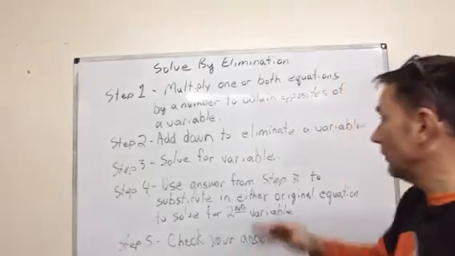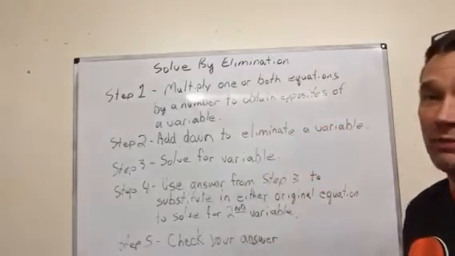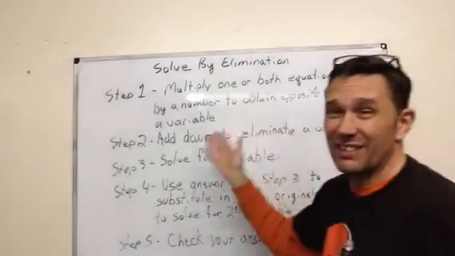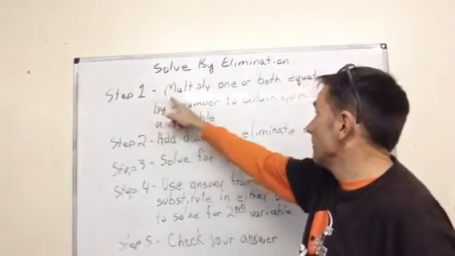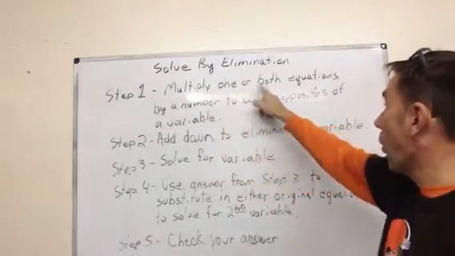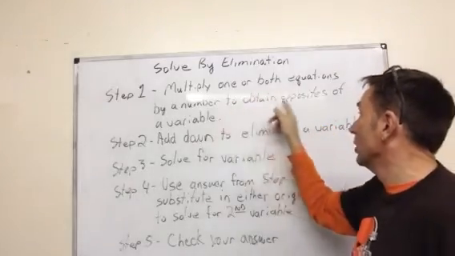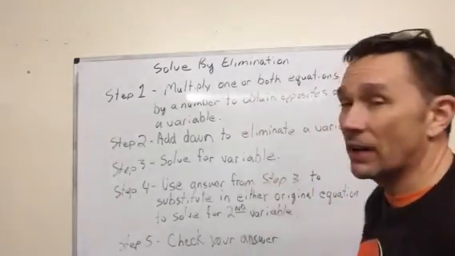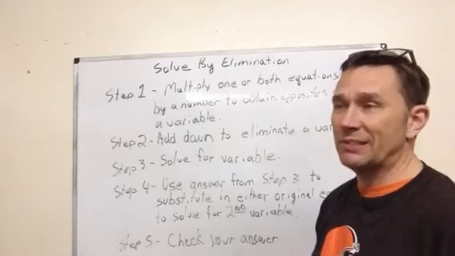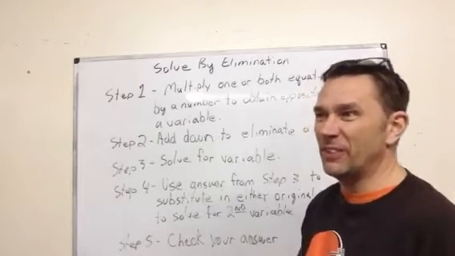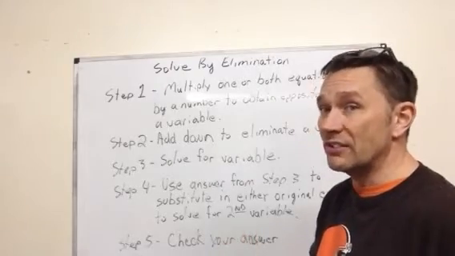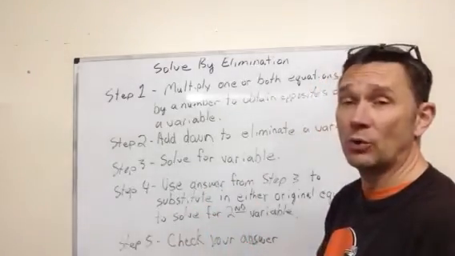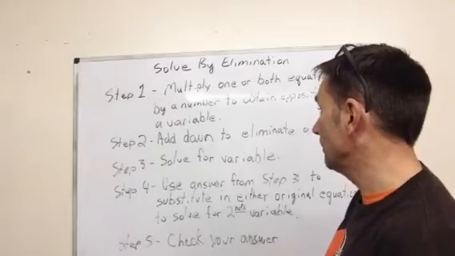So again, I would copy all these steps down if you don't have them yet. But this is kind of all what we need to follow. So step one, multiply one or both equations by a number to obtain opposites of a variable. So remember, an opposite could be 7x and negative 7x. It could be 15y and negative 15y. It's your choice. You can pick whichever variable you want to eliminate.